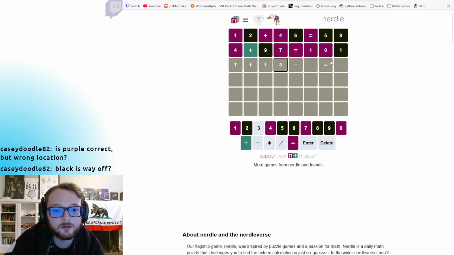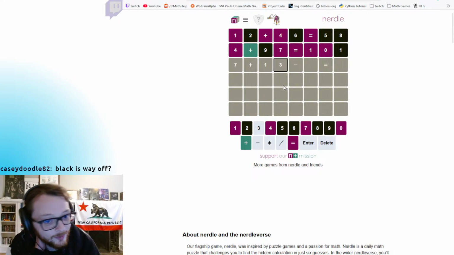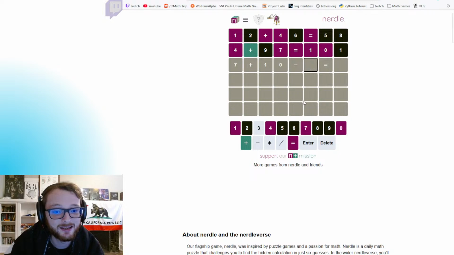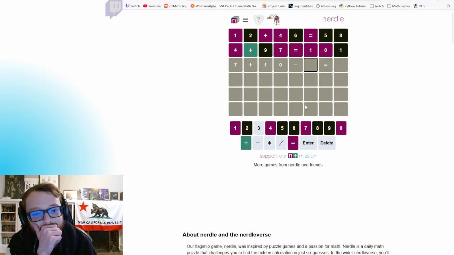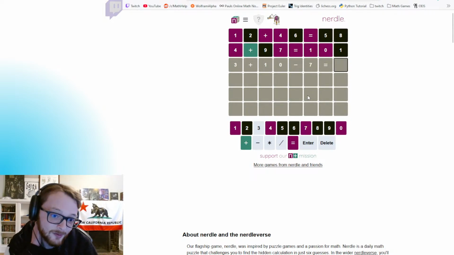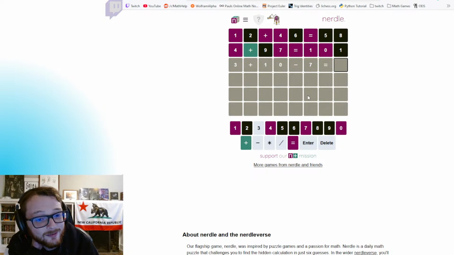7, there's exactly 1 one as well, because we have 1 purple one and 1 black one. So there must be only 1 one. We can do 7 plus 10 minus, no, we can't. We can do 3 plus 10 minus 7. 6? But we can't have 6.